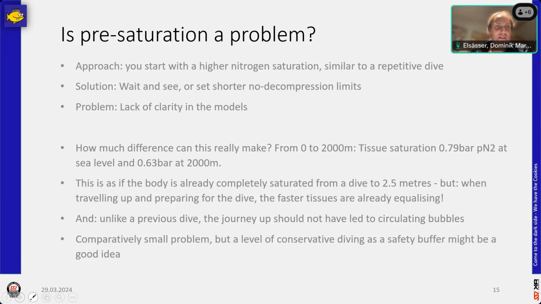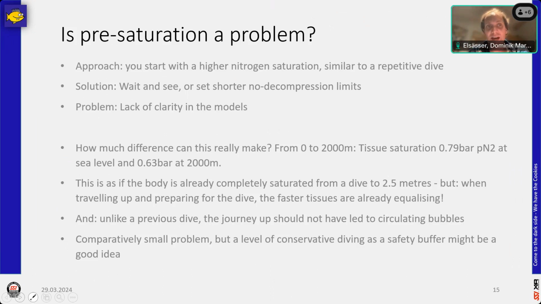Now, how much difference does this really make? It's easy to calculate. Comparing 0 meters above sea level and 2,000 meters: at sea level, 0.79 bars partial pressure of nitrogen; at 2,000 meters, 0.63 bars. You already see that's a limited difference. Translated into water depths, that's a difference equivalent to about 2.5 meters.